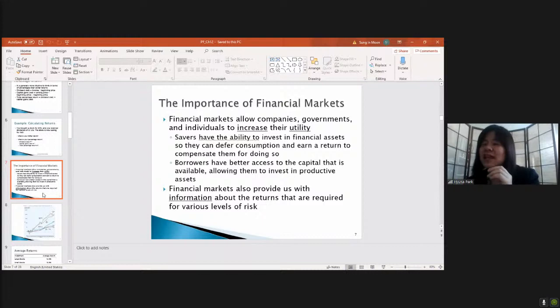And this slide explains the importance of financial markets. But imagine in the world, there is no market for Tesla stocks. There is no market for Target stocks. Just the stock market is not available. How can investors find information about what kind of returns have been earned on risky investments? So financial markets allow companies, governments, and individuals to increase their utility. So meaning that financial markets provide benefits to all the players, investors, and companies, and governments.